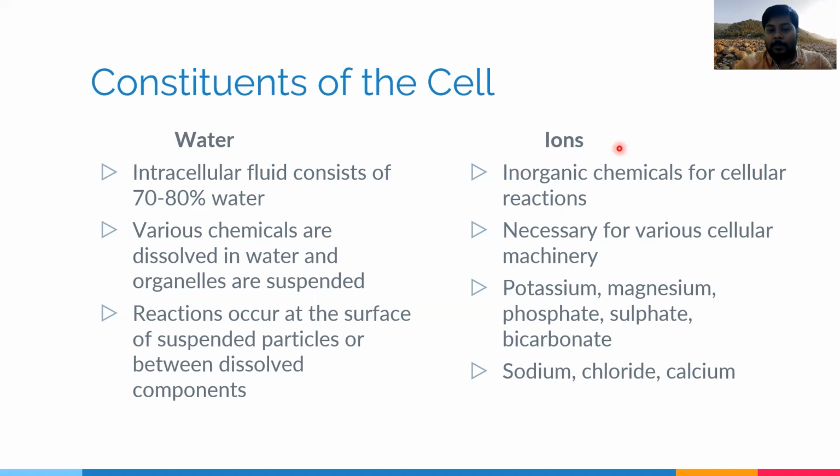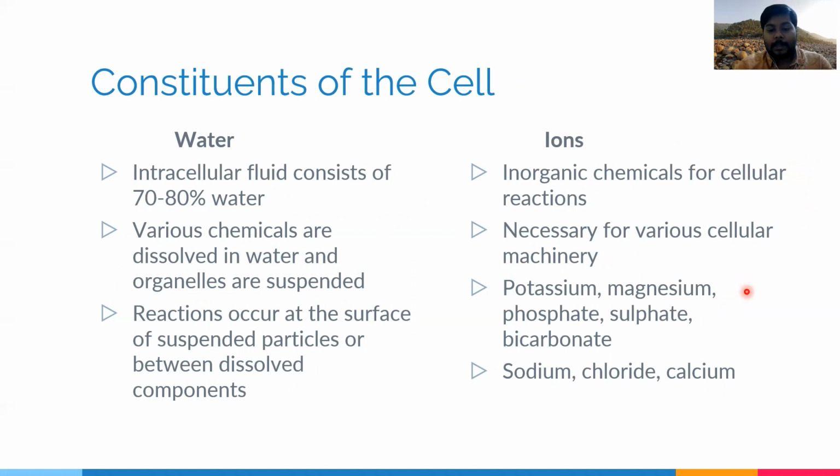Next, we move on to ions present in the intracellular fluid. So the ions are the inorganic chemicals for the cellular reactions and are very necessary for various cellular machinery. So all the biochemical reactions that occur inside the cell require various ions, which in many cases act as cofactors, and most or many of the reactions inside the cell cannot proceed without the presence of particular ions. So for example, DNA replication absolutely requires the magnesium ion. So without magnesium ion, DNA replication cannot proceed.